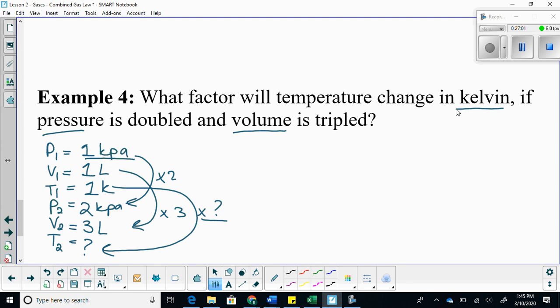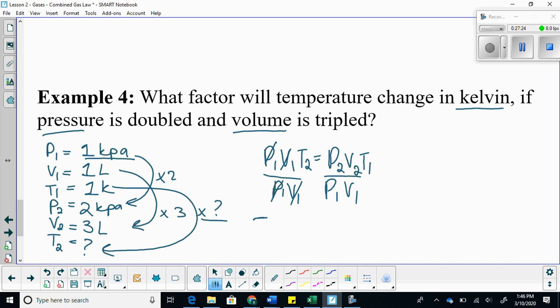Okay, let's use our formula. P1, V1, T2 is equal to P2, V2, T1. We need to isolate for T2, so I'm going to divide both sides by P1, V1. On this side, pressure cancels out, volume cancels out. T2 is equal to P2, V2, T1 over P1, V1.